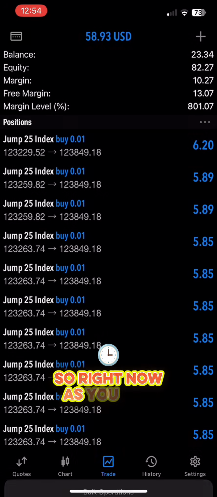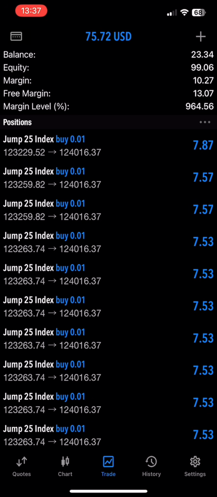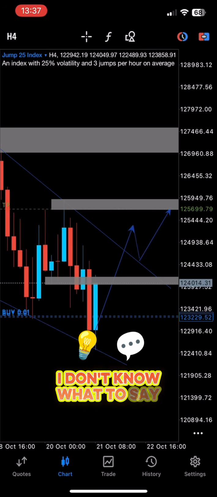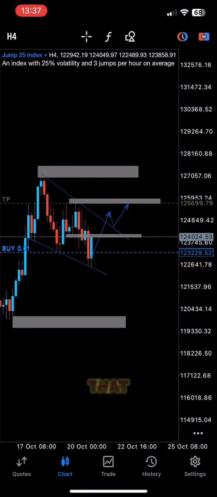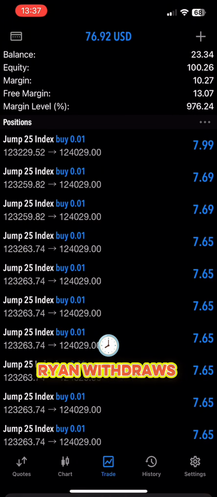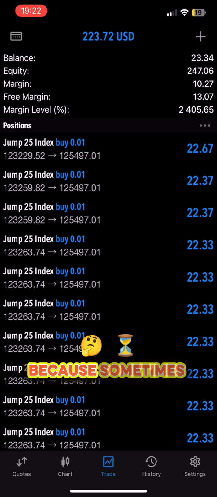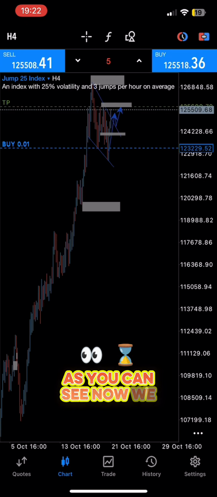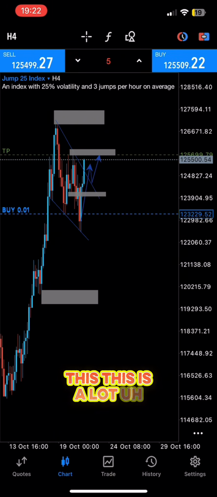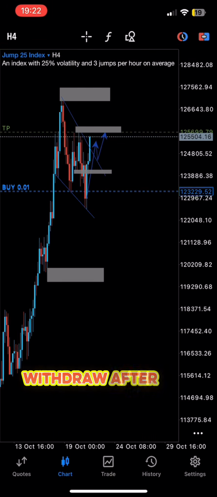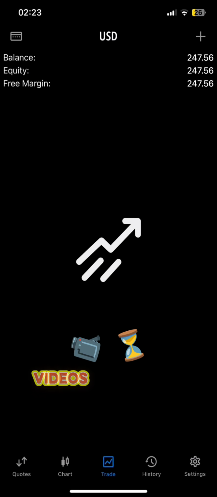So right now, as you can see, we are already in $98 profit. I don't want to blow this account, so I'm going to make sure that Ryan withdraws from time to time so that he can secure some of the profit, because sometimes it can blow, right? As you can see, now we are in $250 profit. This is a lot. I'm going to tell Ryan to withdraw after this trade because sometimes I blow. If you watch all of my videos, sometimes I blow.